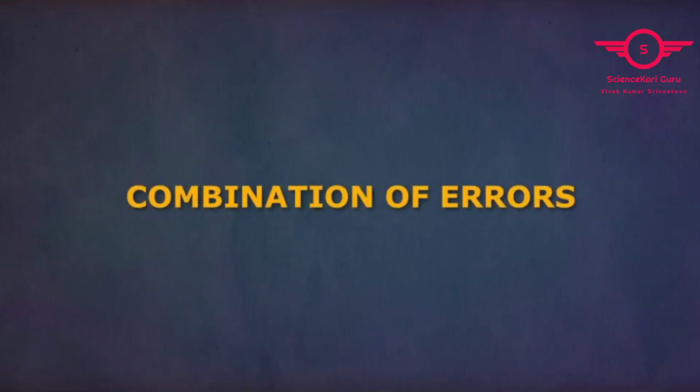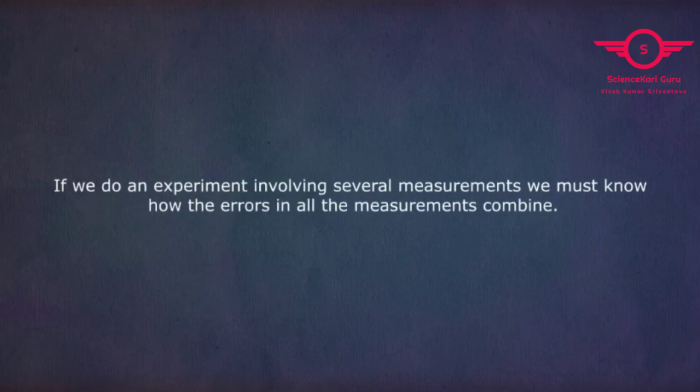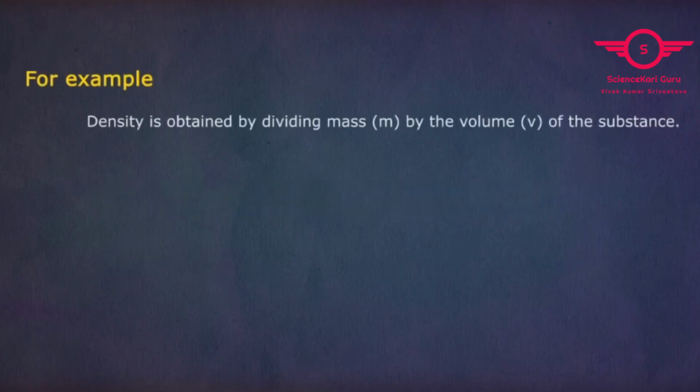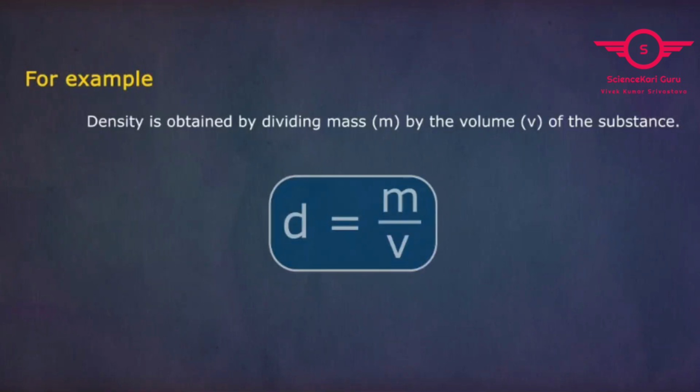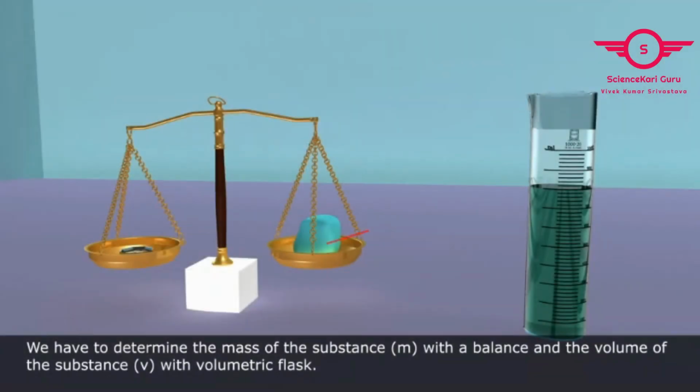Combination of errors. In this module, we learn about combination of errors. If we do an experiment involving several measurements, we must know how the errors in all the measurements combine. For example, density is obtained by dividing mass m by the volume V of the substance. D is equal to m by V. For this, we have to determine the mass of the substance m with a balance and the volume of the substance V with a volumetric flask.